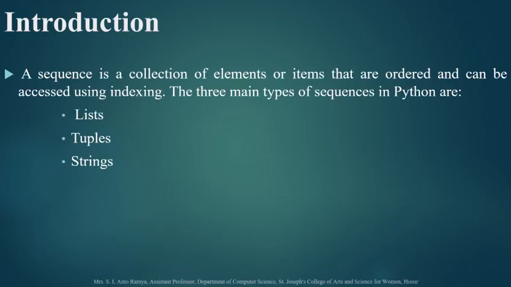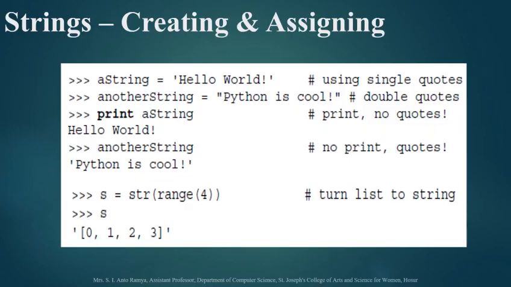So, a sequence is a collection of elements that can be arranged in ascending or descending order and can be accessed using indexing. There are three types of sequences: list, tuples, and strings. In this video, we are going to see about strings. Now we'll see how to create and assign strings. We'll see that through examples.